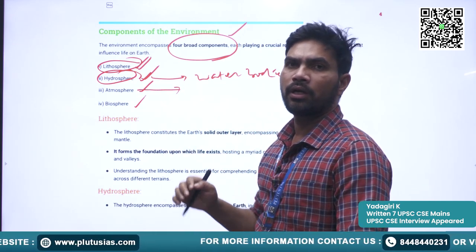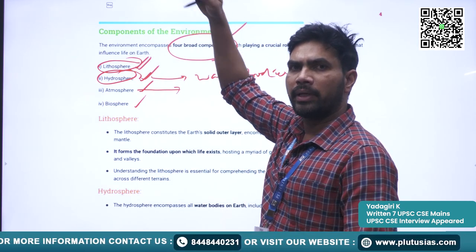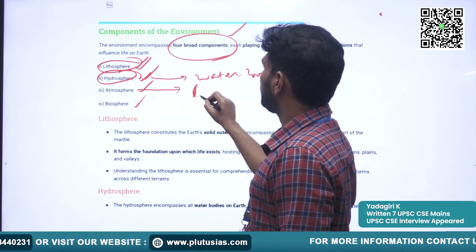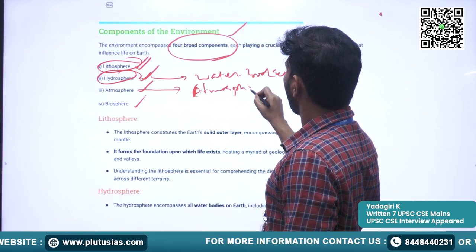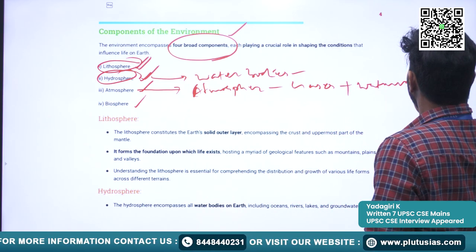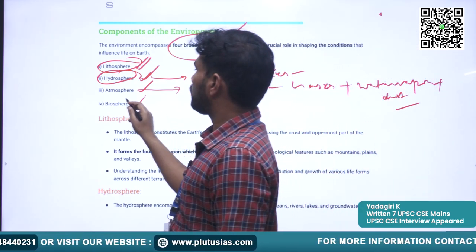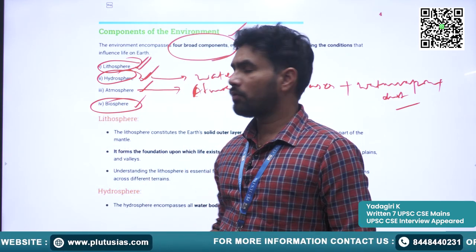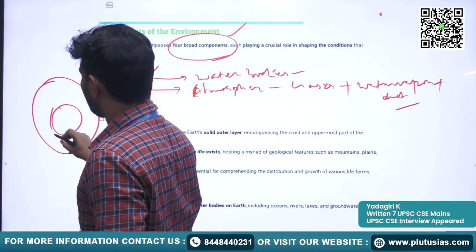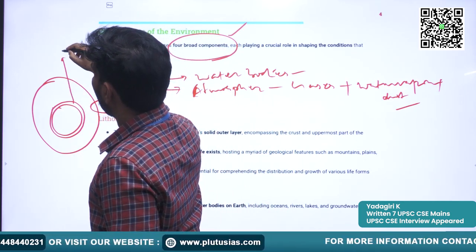Similarly, atmosphere, so from the surface of the earth until where the air exists, that portion is called as atmosphere. Here we have gases, plus water vapor is also there. Similarly, we also have dust particles. So this constitutes the atmosphere. Biosphere is where the living organisms live. So basically, if this is the earth, this is the atmosphere. The thin layer just above the earth's surface, this part constitutes the biosphere.